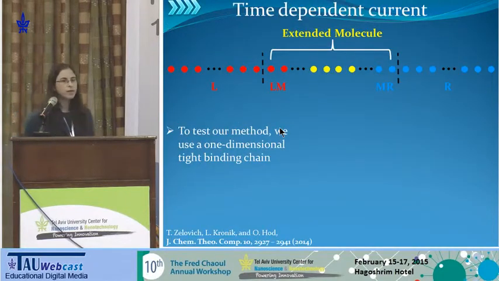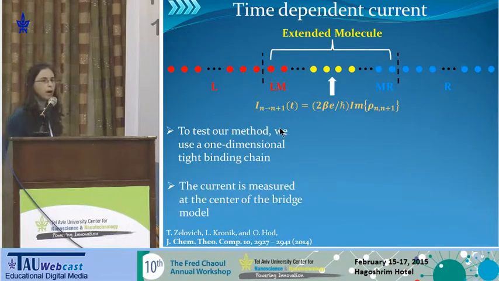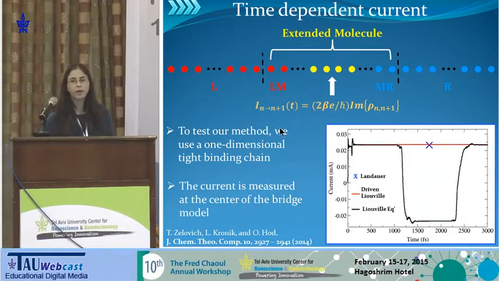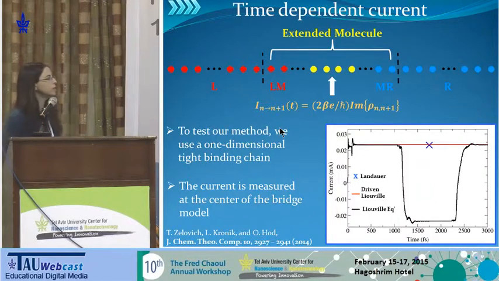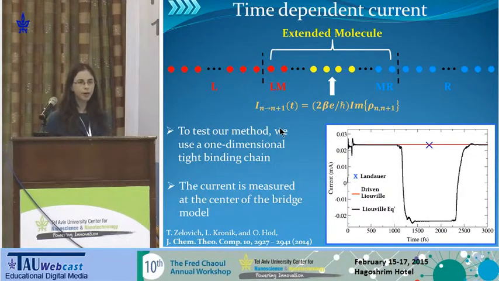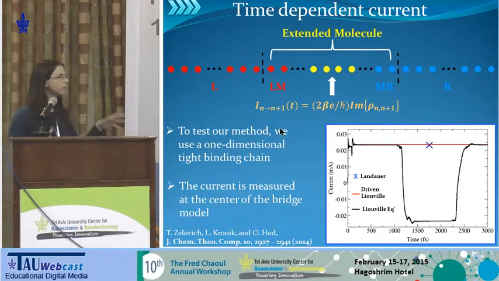So, some results. As a first model, we chose a one-dimensional chain of atoms in a tight-binding model, and we are measuring the current in the middle of the molecule. Here we can see the current as a function of time. The black curve represents the result using the Liouville equation. You can see we have a quasi-steady state which persists constant until reflections start appearing in the system, and at this point the current is reversed.